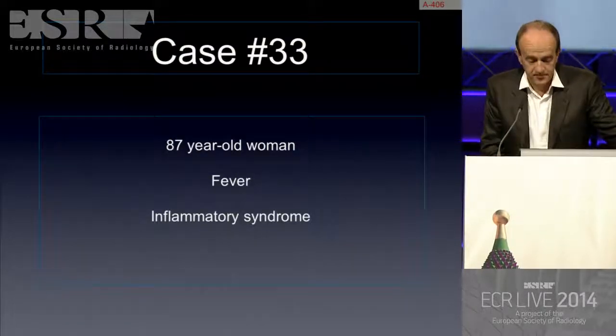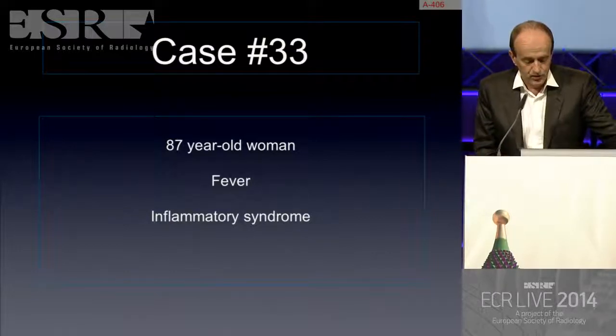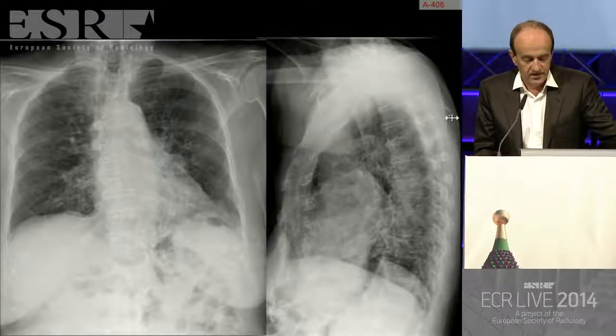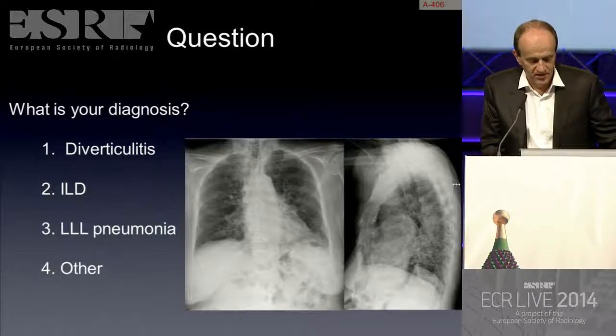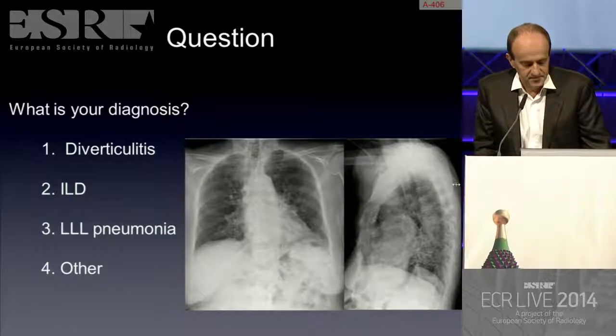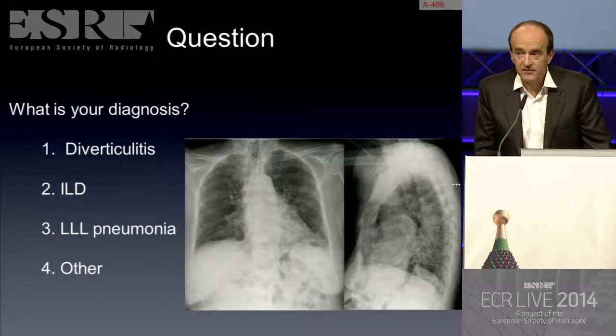Last case. 87-year-old woman with fever and an inflammatory syndrome. Here are the frontal and lateral chest radiographs. And this is your last vote. What is your diagnosis? Diverticulitis, infiltrative lung disease, left lower lobe pneumonia, or other? Please vote now.